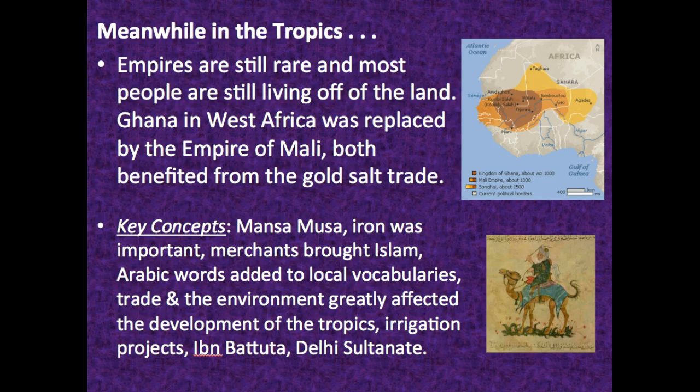Meanwhile, in the tropics, empires are still rare and people are still living off the land. You have Ghana in West Africa. This is different than the Ghana of today. Remember that they're two different places. Ghana in West Africa is replaced by the Empire of Mali, and they benefit greatly from the gold and salt trade.